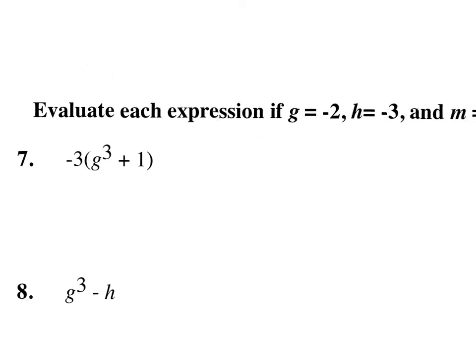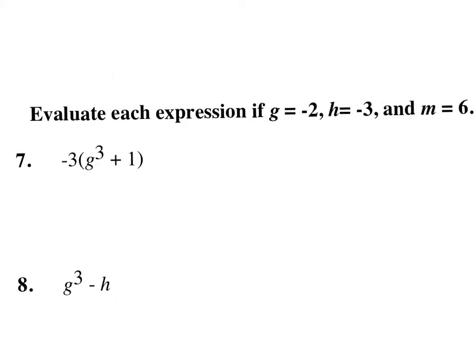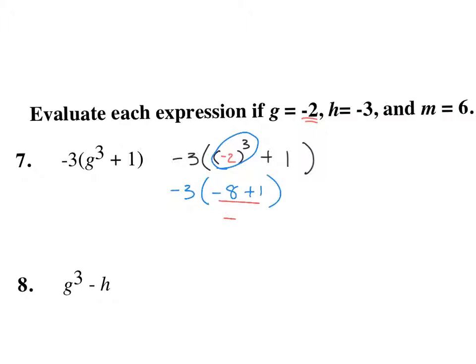Number 7, again, please make sure you rewrite the question exactly as it is. So negative 3, open parentheses, g in parentheses cubed, plus 1. Now you look at g is equal to negative 2. Now you do parentheses first, so you go inside of the parentheses. Within the parentheses, the first thing you do is the exponent. Rewrite what doesn't change. Negative 2 to the third is negative 8 plus 1. Negative 8 plus 1 is negative 7 times negative 3 is equal to positive 21. There's no need to write the positive if it's positive because it's understood that it's positive.